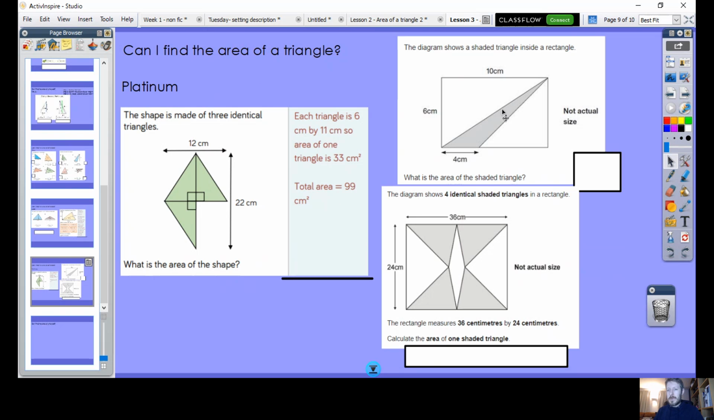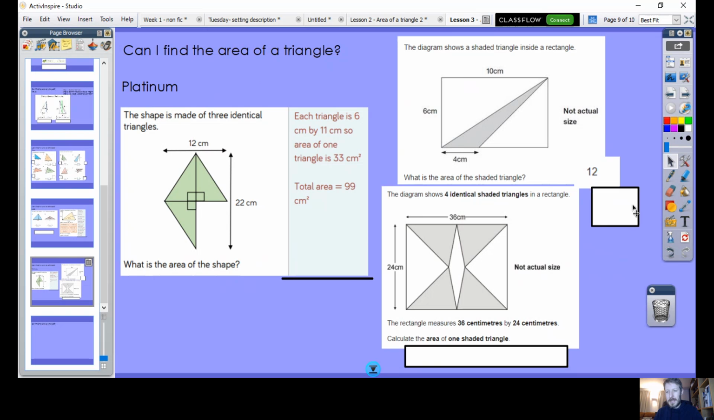All right. This one, the diagram shows a shaded triangle inside a rectangle. What is the area of the shaded triangle? So what do we need to know? We need to know the length of the base, and we need to know the length of the perpendicular height. So where is the base? The base of the triangle we can say is here. What is the perpendicular height of the triangle? Well, we need to measure from here up to here, which is from the base at a right angle to be in line with the top of the triangle. And we know that that is 6 centimeters.